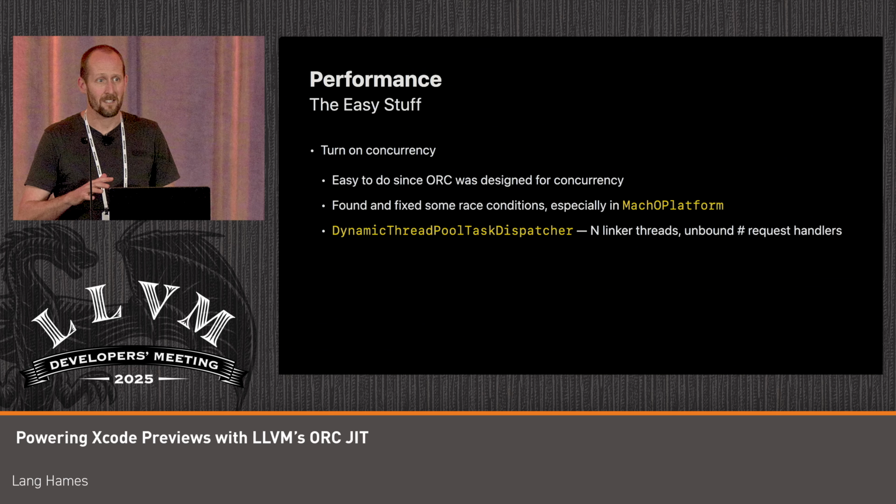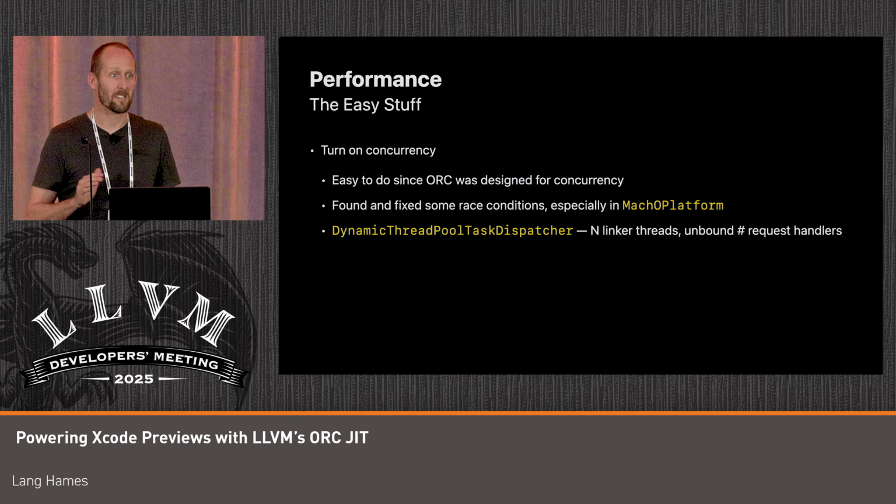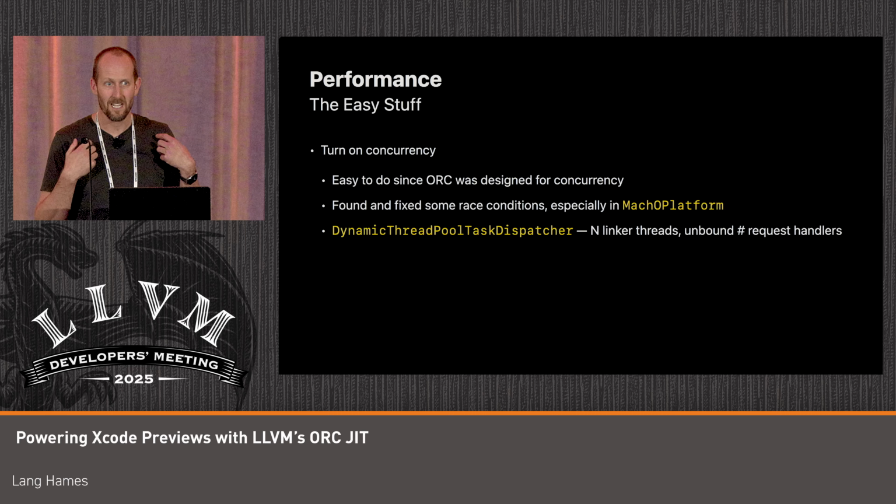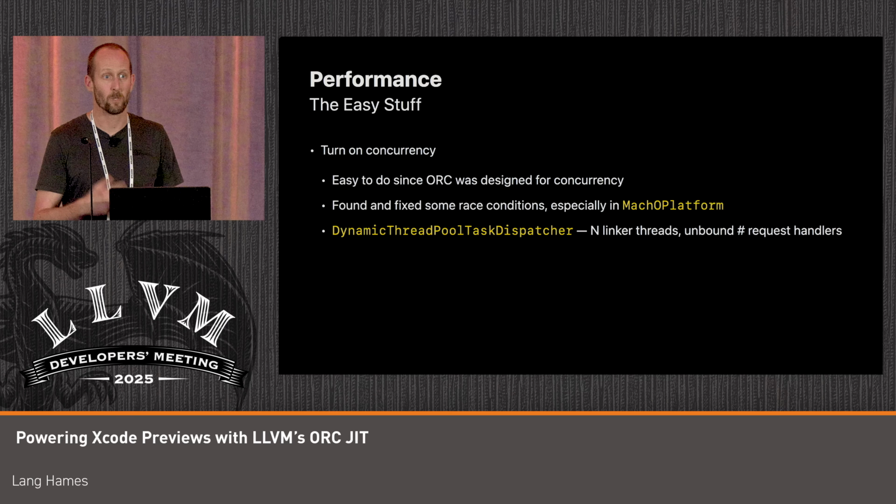We don't like this. We consider that a bug, and we consider the dynamic thread pool task dispatcher a hack. But what it is at this point is a battle-tested hack. So if you're looking to do large-scale concurrency with the ORC JIT, and you're looking for something that has been tested, this is what we're living on. We're working on replacing all of those blocking operations with asynchronous operations. That would allow us to remove this restriction, and you'd be able to run on any thread pool that you like.